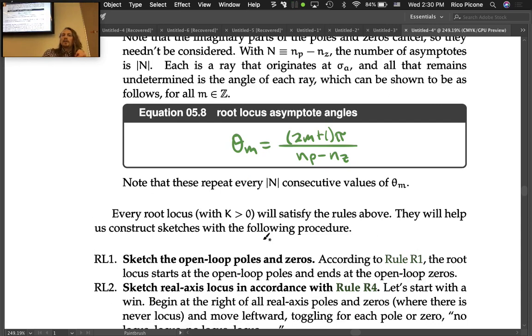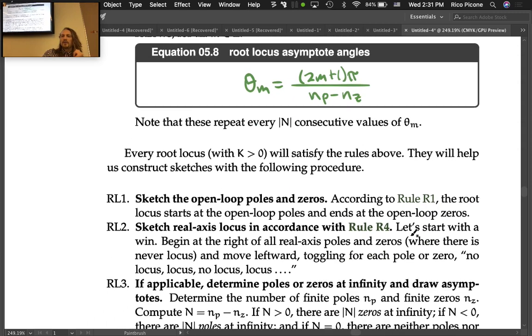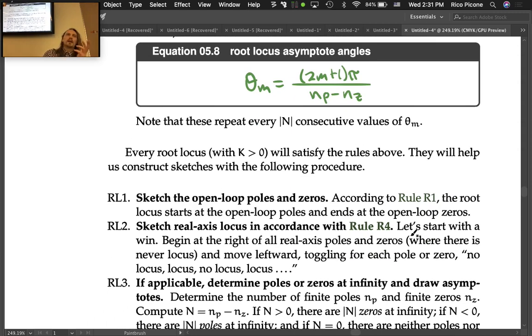Every root locus with positive gain will satisfy the rules above. They will help us construct sketches with the following procedure. Those rules are the only rules we're going to consider. There are other rules that you can consider to refine your sketch, and they'll be in the textbook if you so desire. I don't think it's particularly useful to get a lot more detailed than this, though.